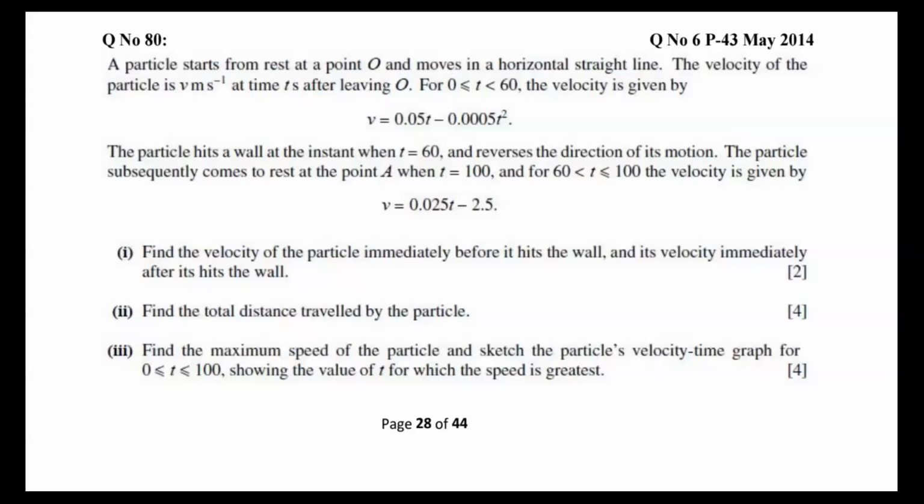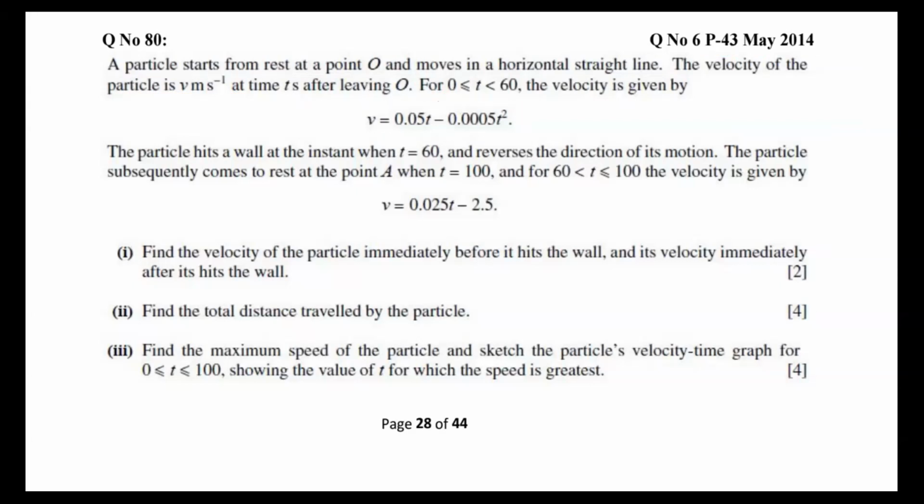Bismillah ar-Rahman ar-Rahim. This is a June 1443 variant, question number 6, and the topic is kinematics. The question is: a particle starts from rest from O and moves in a straight line, and the velocity of the particle after leaving O, from 0 to 60 seconds, is given by this formula.